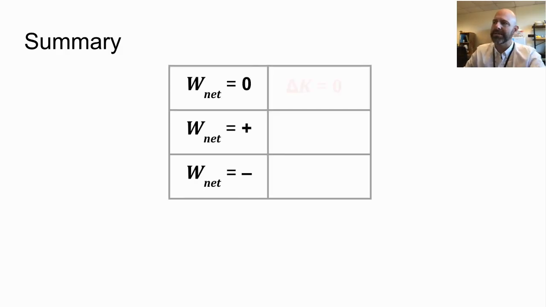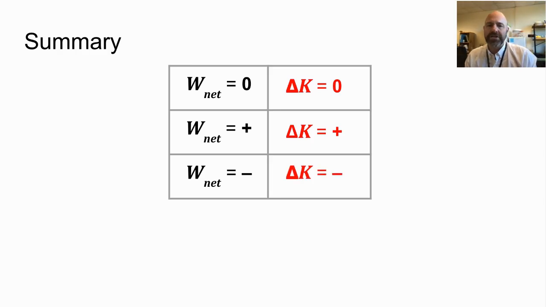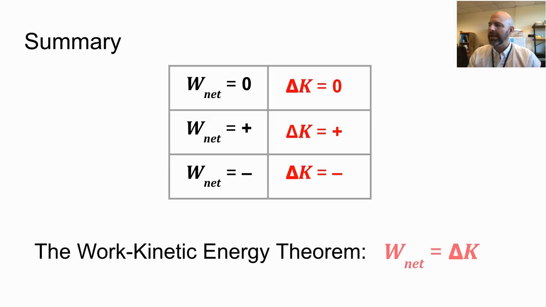If the net work is zero, the change in kinetic energy is zero. In other words, if you have no net force, you do not change how fast you're moving. If your net work is positive, meaning you have a net force in the direction of motion, of displacement, then your change in kinetic energy is positive, right? Speeding up. If the net work is negative, that means that you have a net force opposite the direction of motion and displacement. You get negative change in kinetic energy, or slowing down. So the work kinetic energy theorem, in summary, says the net work is equal to the change in kinetic energy.